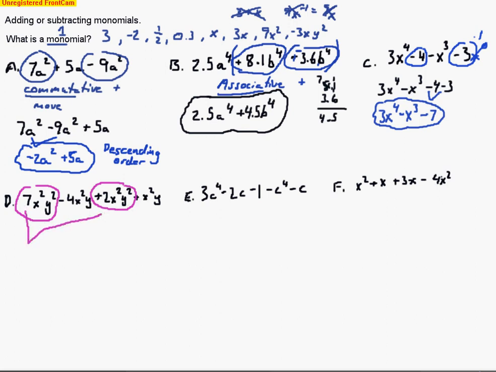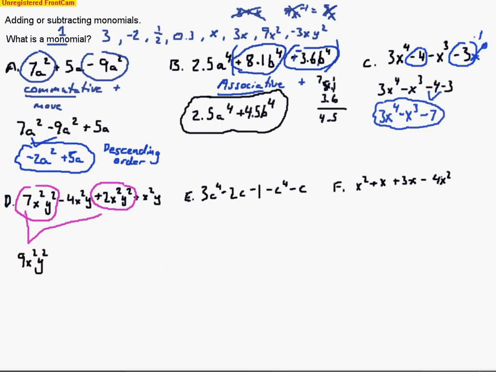And so when I do that, I end up getting a 9x squared y squared. So I just moved them next to each other and then added them together. So x squared y squared, x squared y squared, I had 2 of them here, 7 of them here, makes 9 altogether.